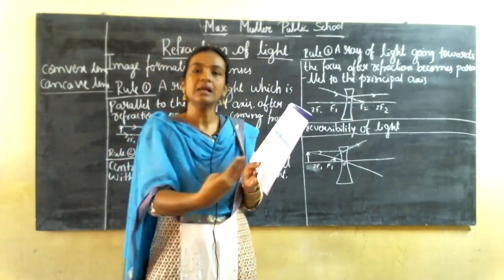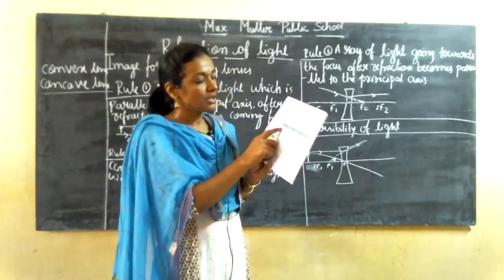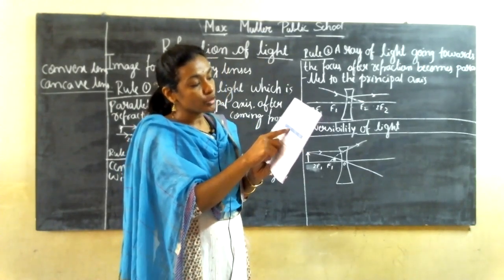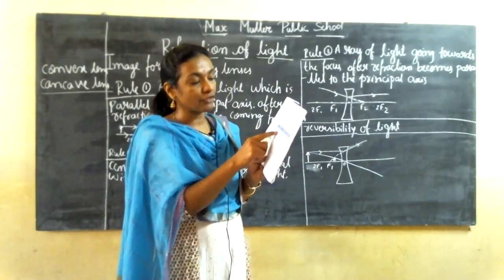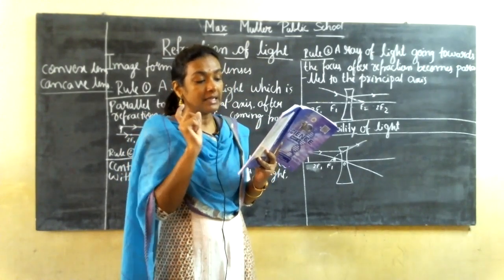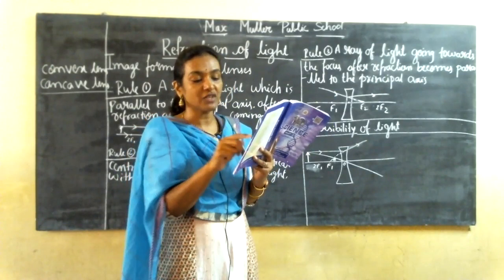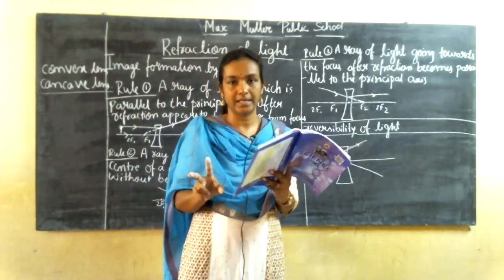It depends on where you kept the object. Clear? So at infinity, the image is formed at focus F1. The relative size of the image is highly diminished, point sized. And the nature of the image is virtual and erect.